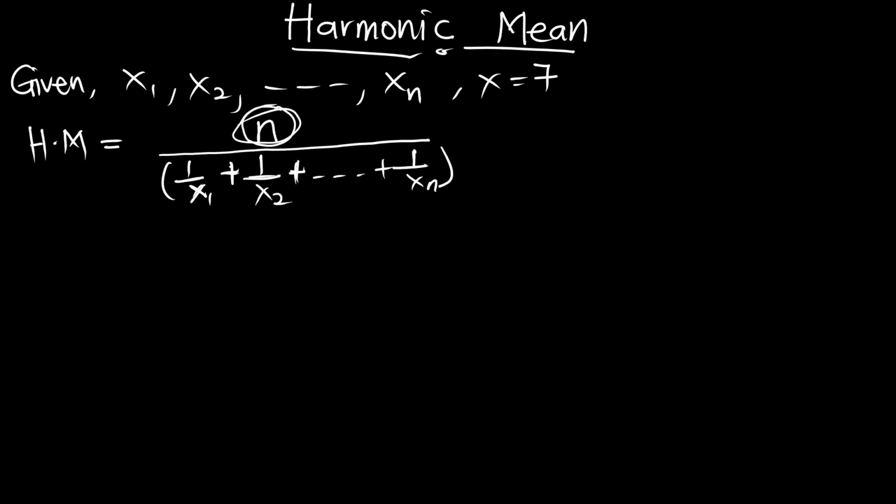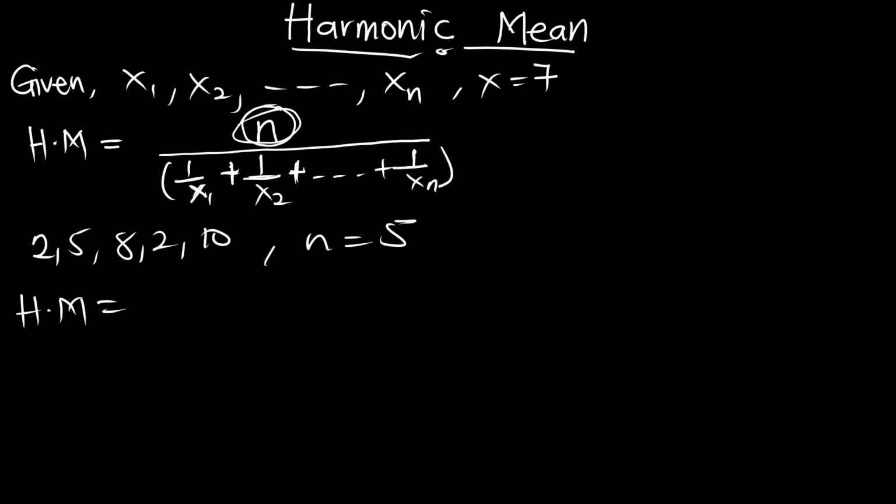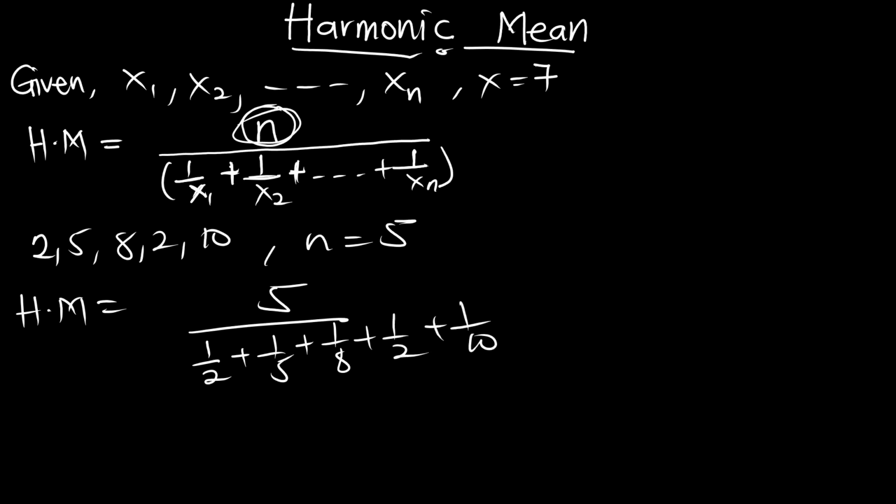So say we have 2, 5, 8, 2, 10. The harmonic mean is going to be, this is 1, 2, 3, 4, 5, so our n is equal to 5. So that is going to be 5 on 1 on 2 plus 1 on 5 plus 1 on 8 plus 1 on 2 plus 1 on 10. This should give us the harmonic mean for random discrete variables.